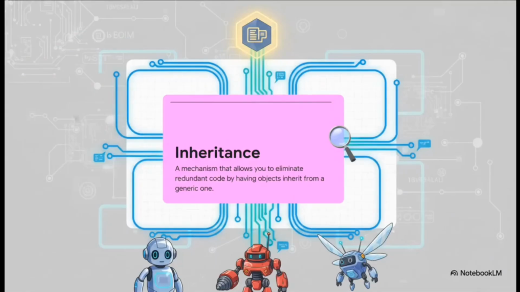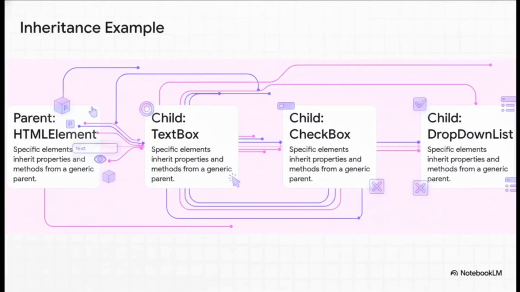Our third pillar is inheritance, and this one is all about being efficient and smart. It's a powerful way to eliminate redundant code by creating new objects that are based on existing ones. Check out this example using HTML elements. A text box, a checkbox, and a drop-down list all share some common features, right? They all have properties like being hidden or visible, and methods like being clickable.